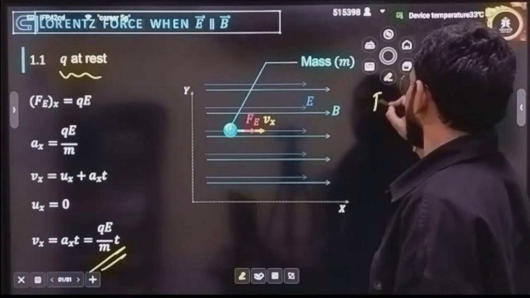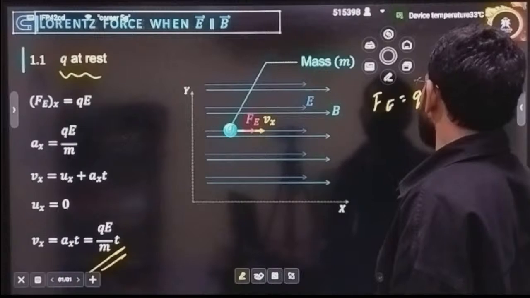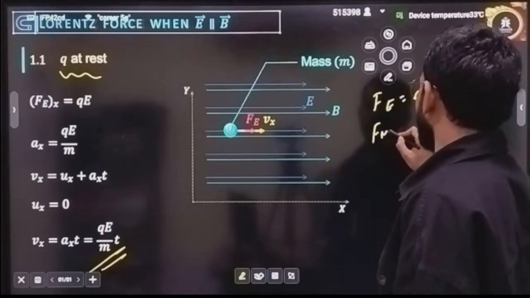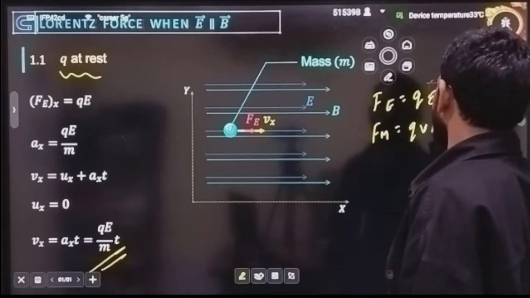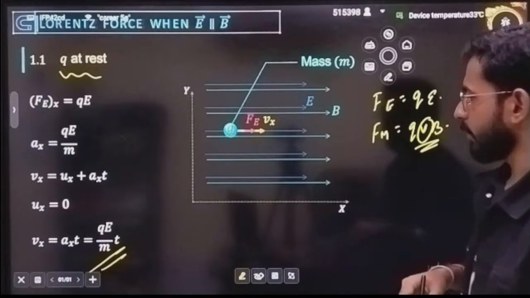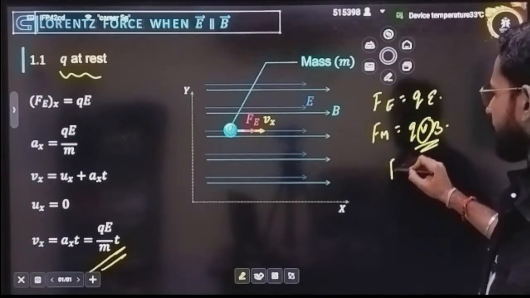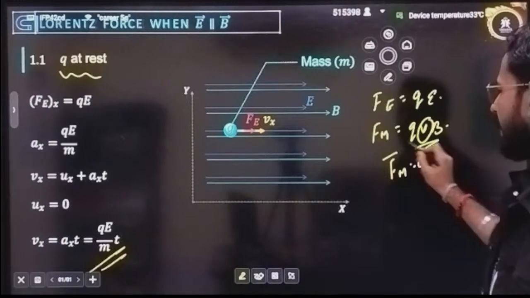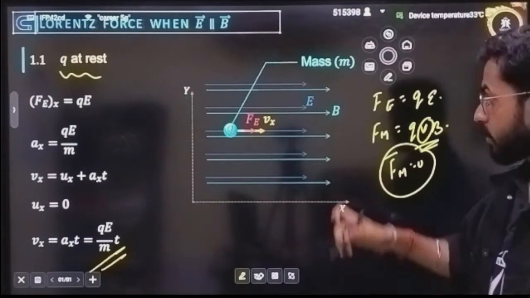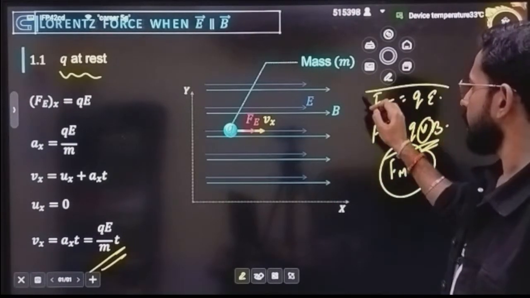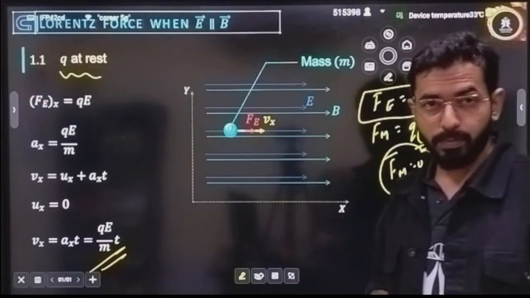What is electrostatic force? Electrostatic force is equal to Q into E, and what is magnetic force? It is equal to QVB. But what can I say about the velocity? Initially what will be the velocity? 0. That means initially the magnetic force is going to be 0. That means which force will be only acting? Only the electrostatic force for the initial portion.